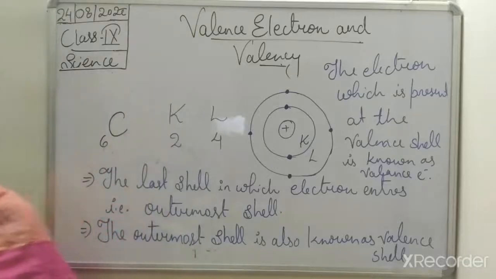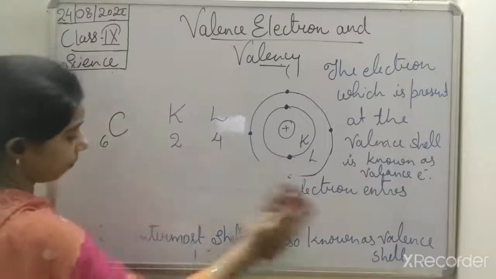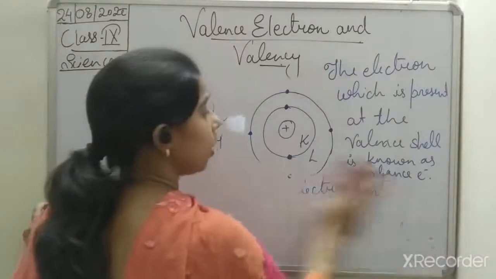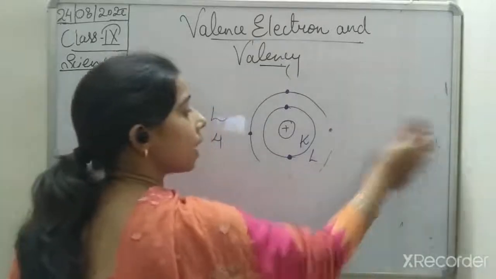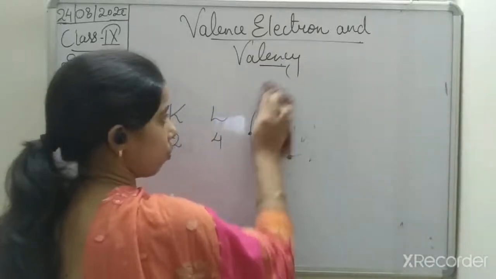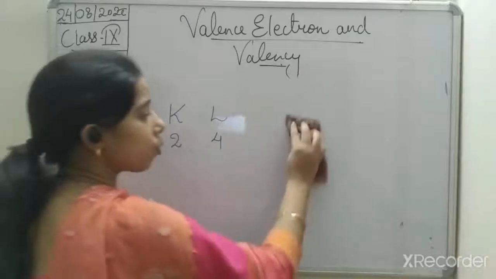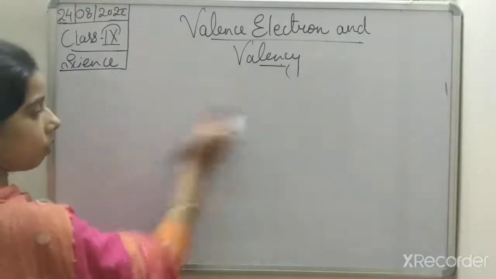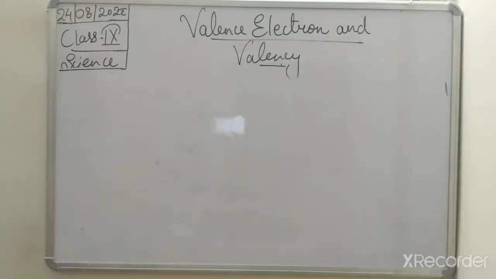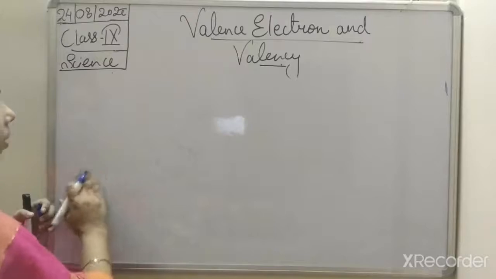Now you see here, we can understand with the help of a lot of examples, students. You can take any of the atoms to understand the valence shell as well as the valence electron. Right now we have taken carbon. Instead of carbon, you can use another one also. Like, suppose we use neon.